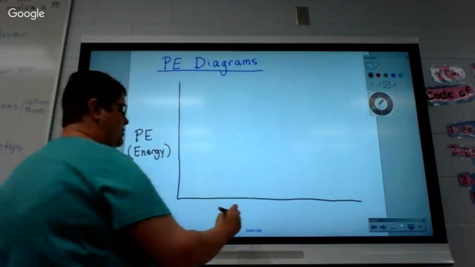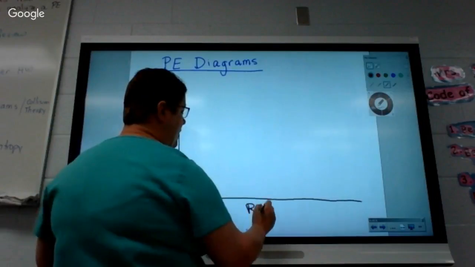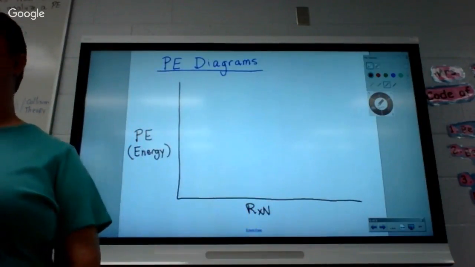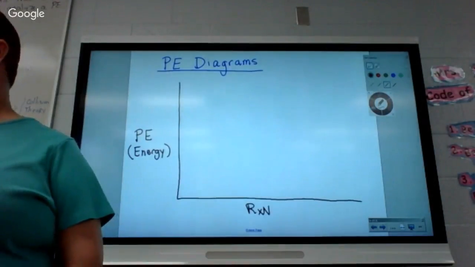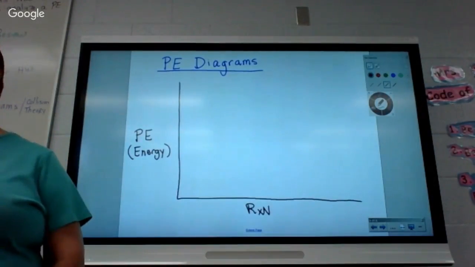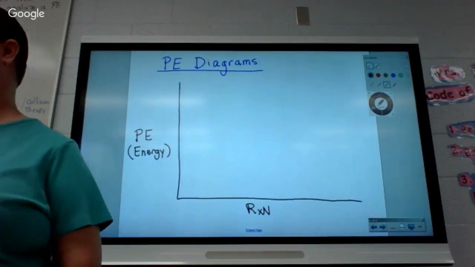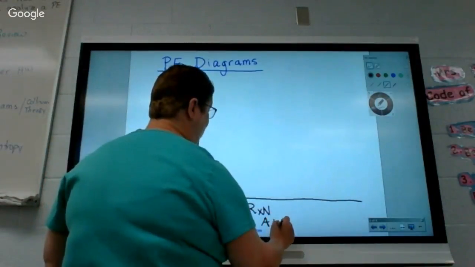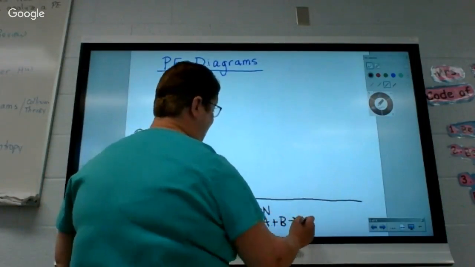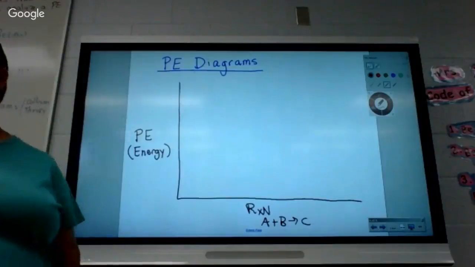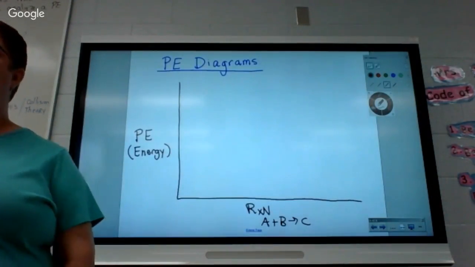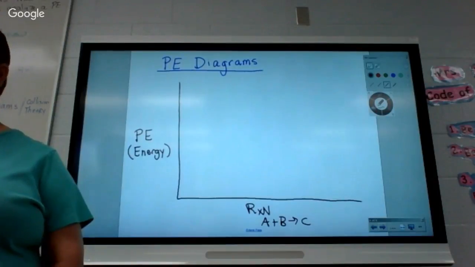The x-axis will say something about a reaction. Now, this can be labeled in multiple ways. They can write an actual reaction. They can write just something generic like course of the reaction. They might write something like A plus B yields C. It could be some made up reaction. It could be almost anything down there, but it will have something about a reaction on the x-axis.